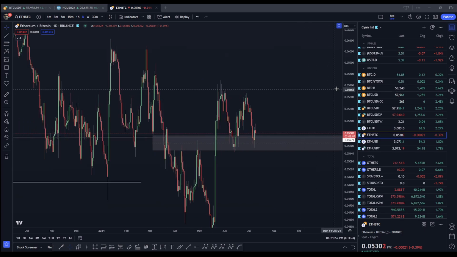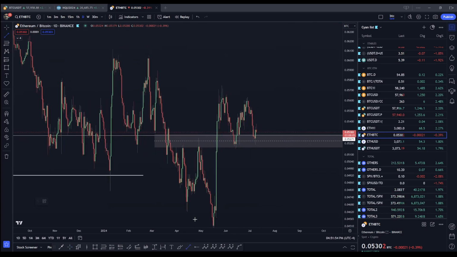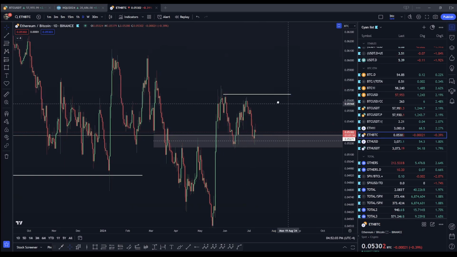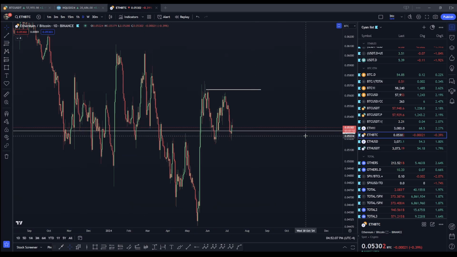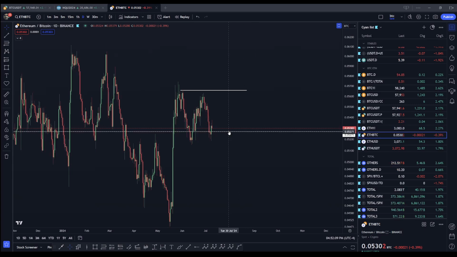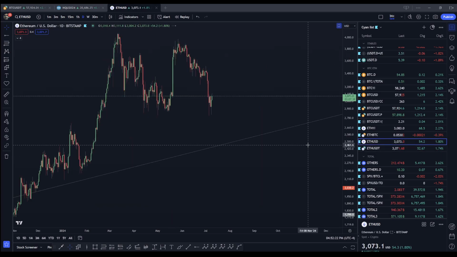The only thing that's weird to me is why did it not sweep above here? That's the only thing that's kind of sus in terms of ETH being super bearish. So most likely, if I had to guess, it's gonna come for this, and then we need to watch for the reaction, and that could be the start of ETH season.